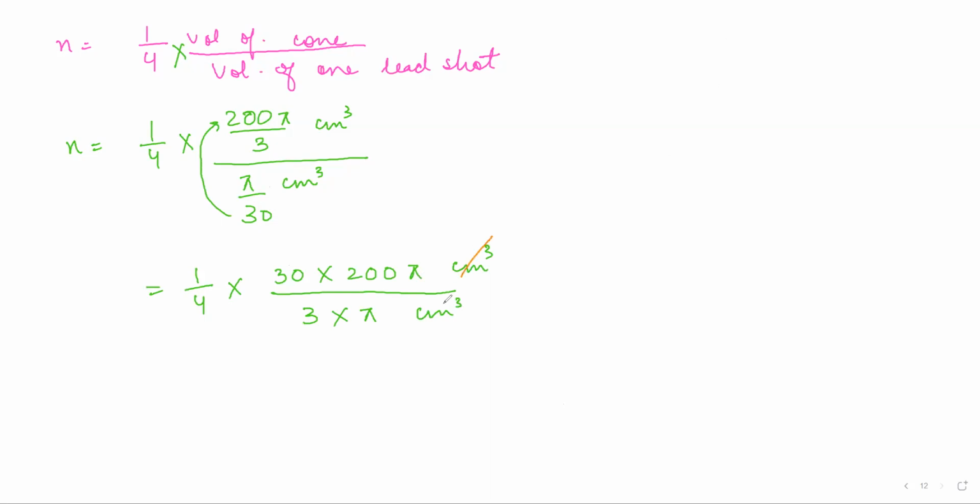Centimeter cube cancels out because you are finding a number, so you are not going to get any unit, because numbers don't have units, right? Okay. Now pi will also cancel out and this will be 3 into 1 and 3 into 10, right? This will be 4 into 1, 4 into 5 is 20. So this will be 500. So n is equal to 500. Am I right? Or is there some mistake? Please check the answer in the book. I'm getting 500.